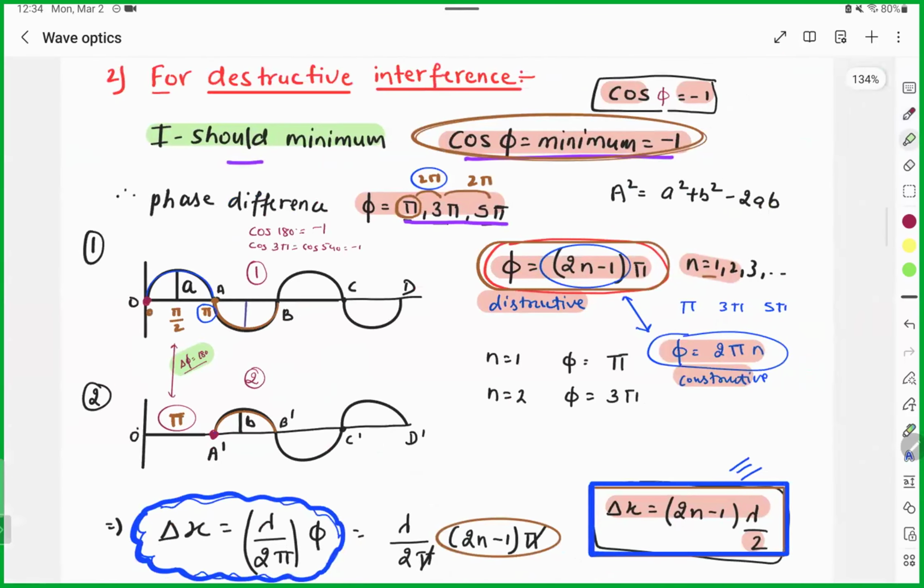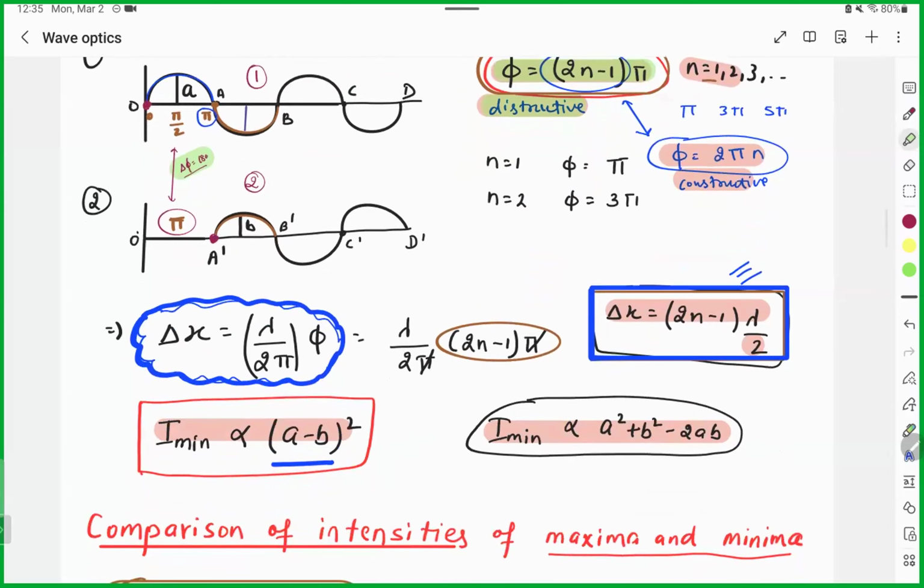Okay. So in case of destructive interference, you will see phi value can be (2n minus 1) pi. For example, if n value is 1, phi value will be pi, and it is possible. If n value is 2, phi value will be 3 pi. If n value is 3, then 2 times 3 minus 1, 5 pi. So, even number, constructive. Odd number, destructive. As simple as that. So this is happening in destructive interference.